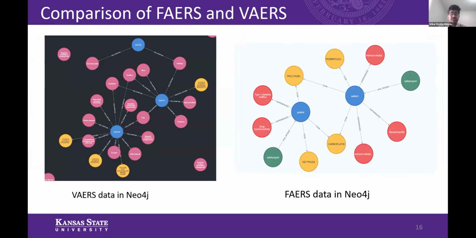We did the same thing for the vaccine data, such that we extracted the VAERS data and imported that into the Neo4j database. And we compared it with the drugs data. They are both structured in a similar fashion, where a patient node is related to a vaccine or drug node and related to the reaction or outcome node. There is potential in connecting these two datasets together.